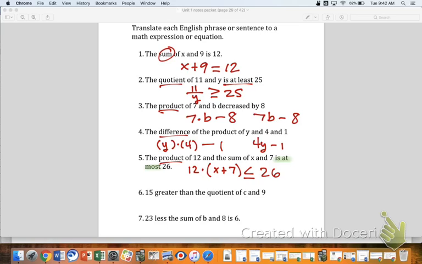Number 6, 15 greater than. This is a tricky one. 15 greater than the quotient of C and 9. Let me just write the answer up here. Quotient should look familiar. Quotient of C and 9 is this. 15 greater than the quotient of C and 9 is just this. Plus 15. There is, so did anybody use this symbol? Yeah. There's one little itty bitty word that's missing. Is. So this symbol right here means is greater than. And that little 2-letter word makes all the difference here.